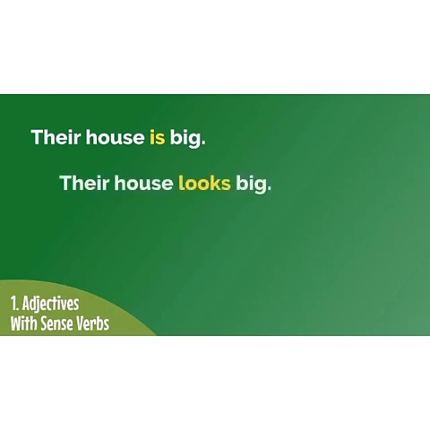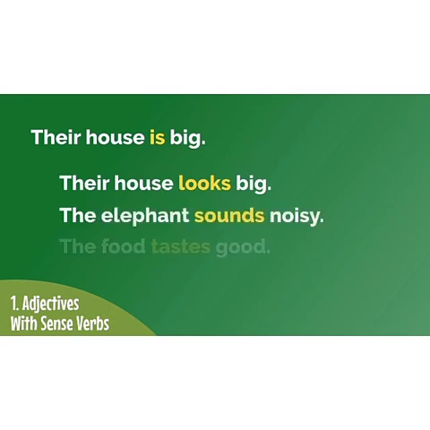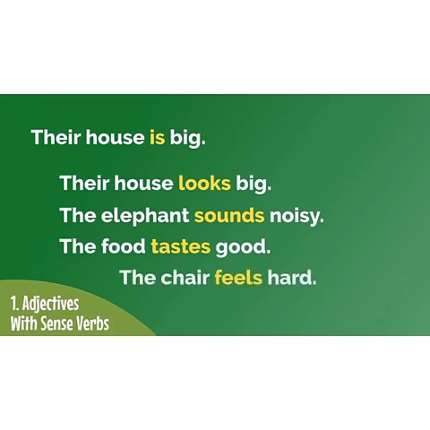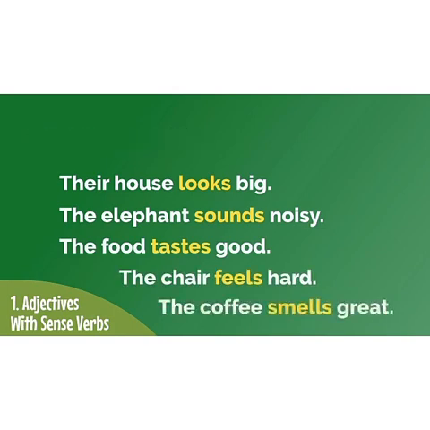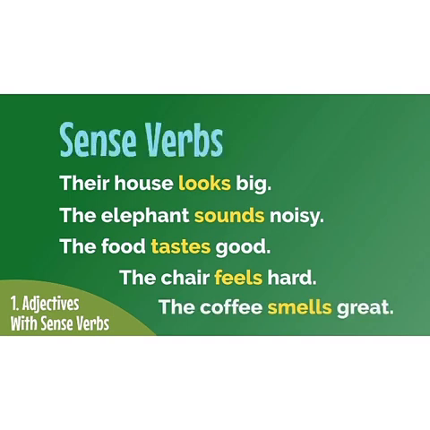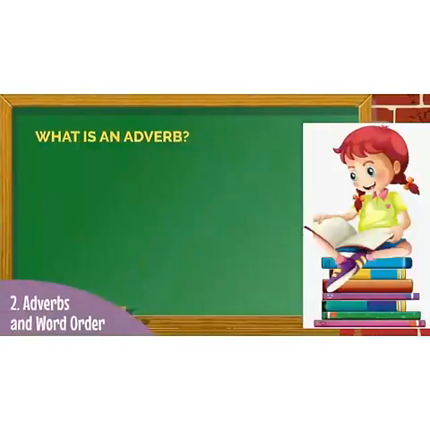Now, for example, if we want to say their house looks big, the elephant sounds noisy. The food tastes مذاقه. The chair feels hard. The coffee smells great. So these are sense verbs أفعال الحواس. And after sense verbs we have to use adjectives صفات.